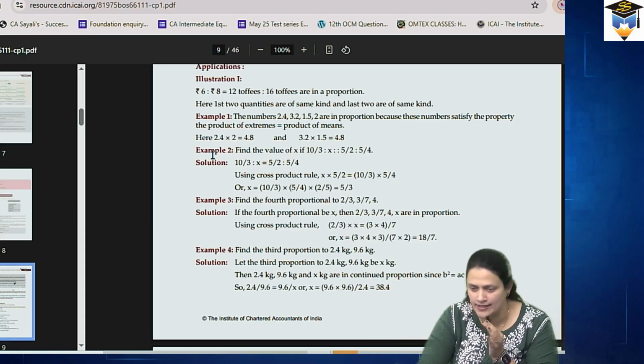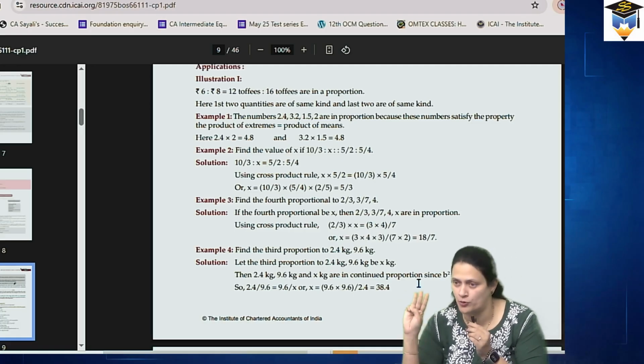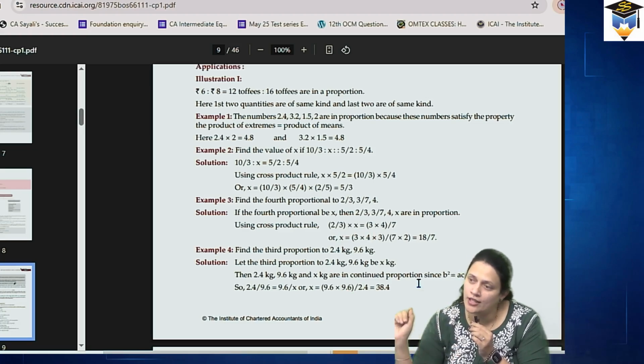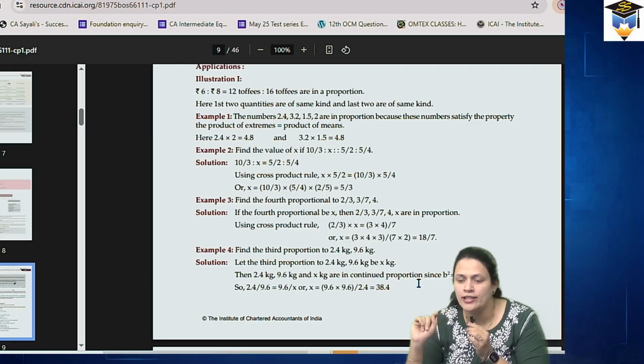Okay. Second example is easier. I want you to do the fourth example. See, now they have given us two numbers and the third proportion you have to find out. The third number is not given to you. So let us say that number is x. So fourth proportional is x. So let's say 2 by 4, 9 by 6 and the third is said to be x. Now if you see there are only three numbers in proportion. So this is an example of continued proportion.